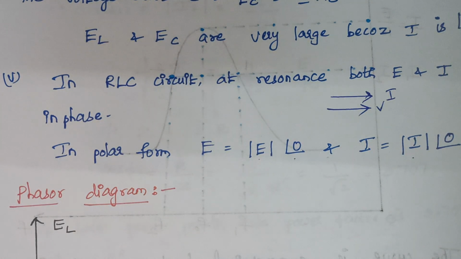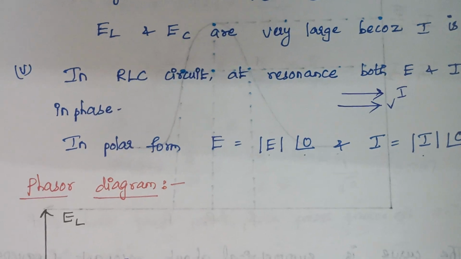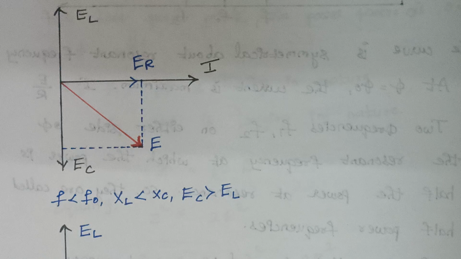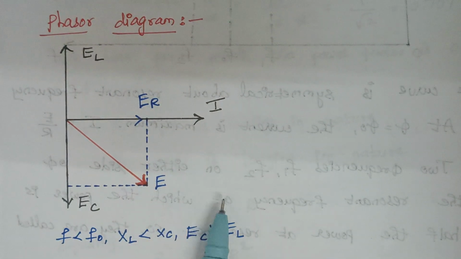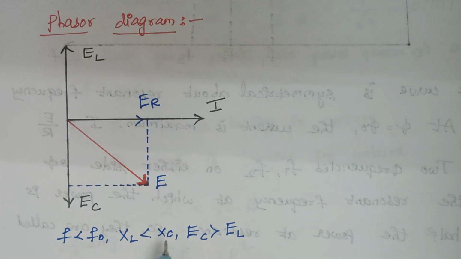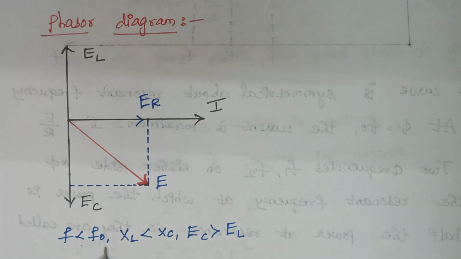Right. Now the next thing is how to draw phasor diagram. So here we are going to consider three different conditions. Right. So here the first thing is we are considering XL is less than XC, and again the frequency is less than your resonant frequency. So when XL is less than XC, what happens? Automatically EC is greater than EL. Right, can you get? Yes.